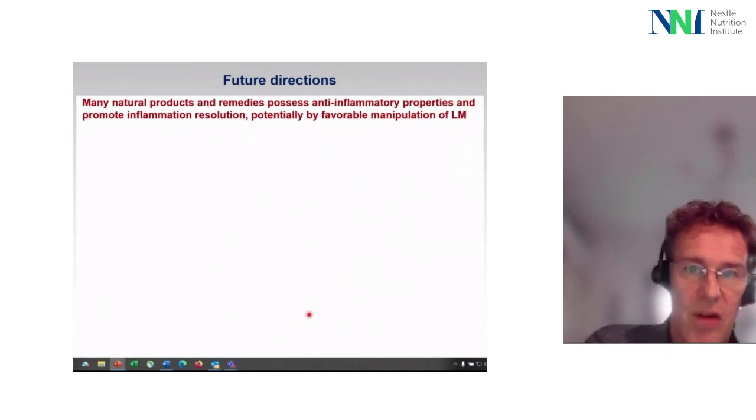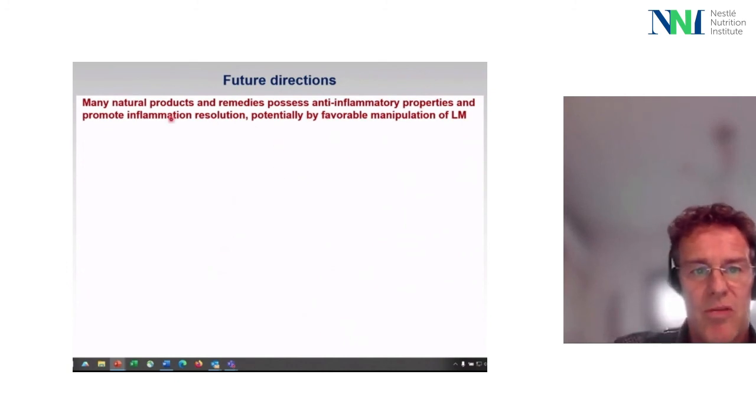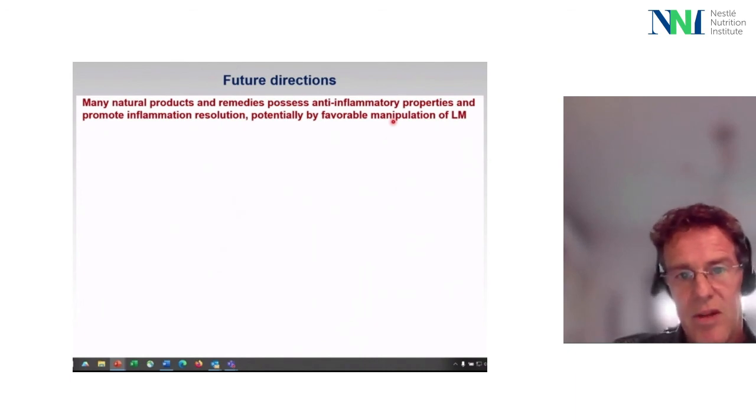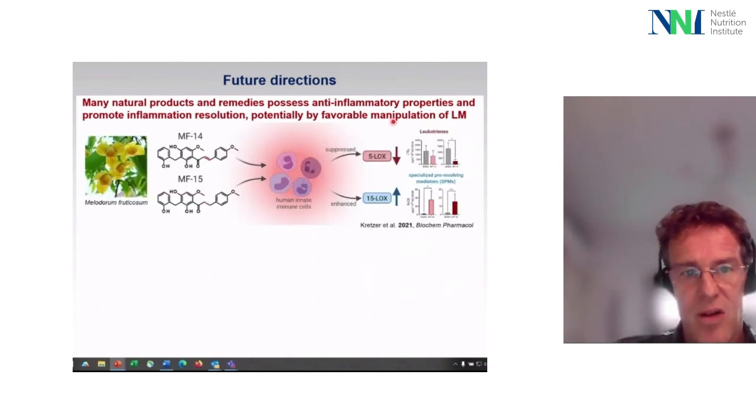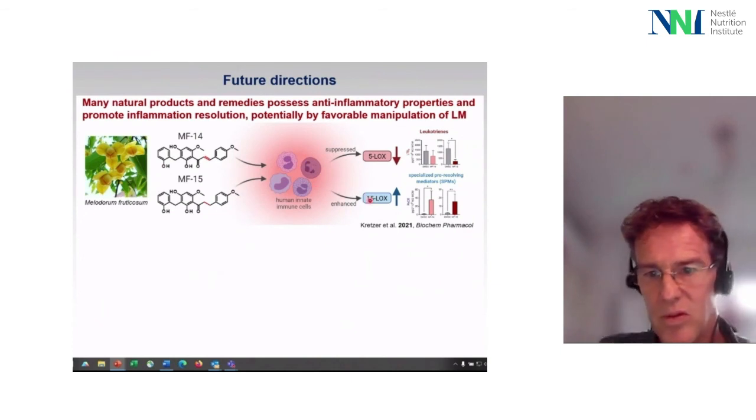What are our future directions we want to go? It's clear that many natural products and remedies have anti-inflammatory properties and promote inflammation resolution. And potentially this is done by a favorable manipulation of the lipid metabolic network. And in fact, we screened numerous natural products, and we found by any chance that those 2 chalcones from Melodorum fruticosum, a plant from Asia, when given these compounds to innate immune cells, we find exactly what we want to see. That is an elevated formation of SPMs, but a downregulation of the leukotrienes.